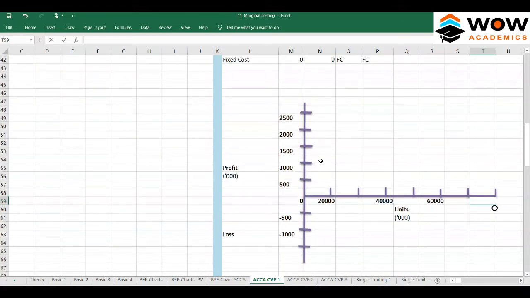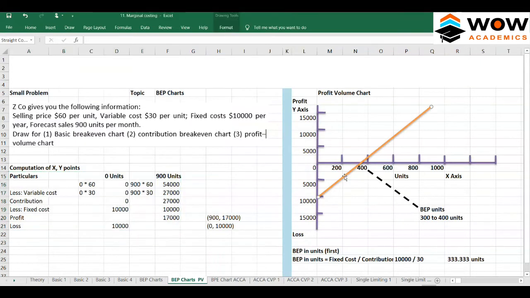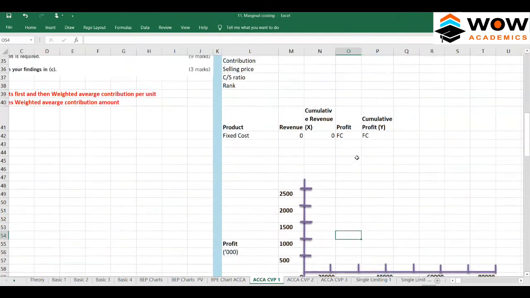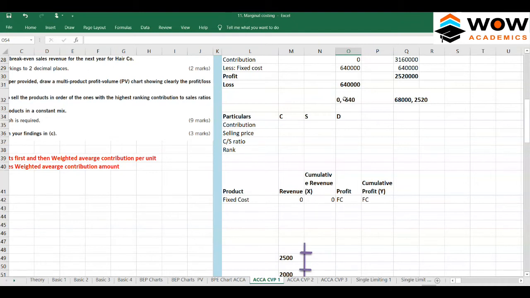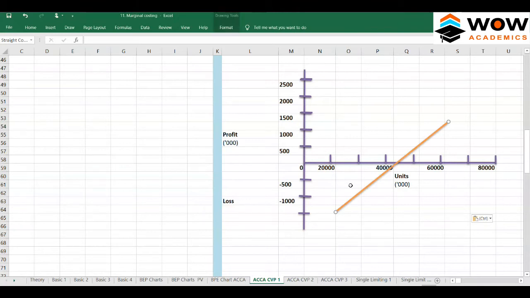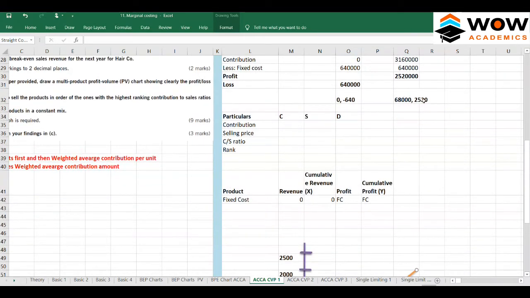See, it's all about the scale only here. Okay, so we will have this kind of scale. So we have to draw a line. Let's get the line now. So the line would be on these coordinates, okay, 0 comma minus 640. So 0 units is here. 640 should be somewhere here. Okay, that's a loss. And the profit was 68,000 units, 2520.